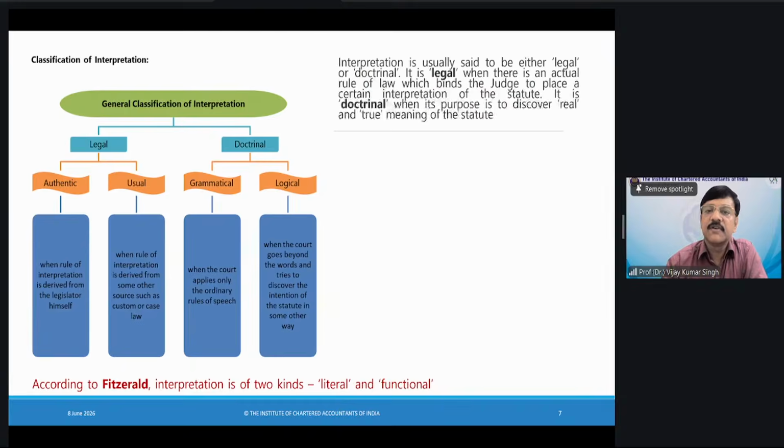Let me talk to you further on this. This is something which is already written in your book. You can have a look at it. Interpretation is usually said to be either legal or doctrinal.